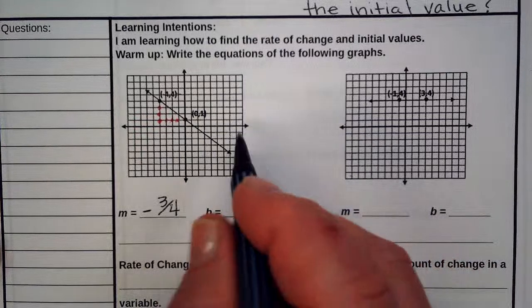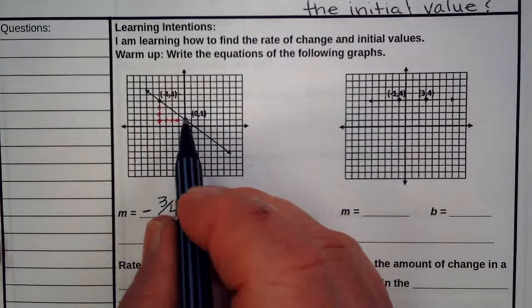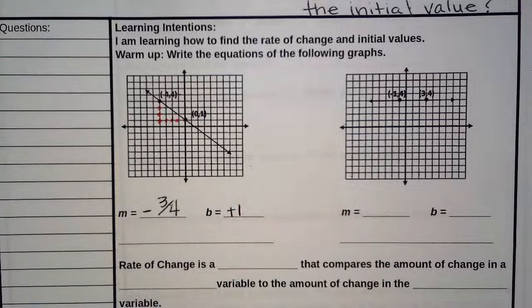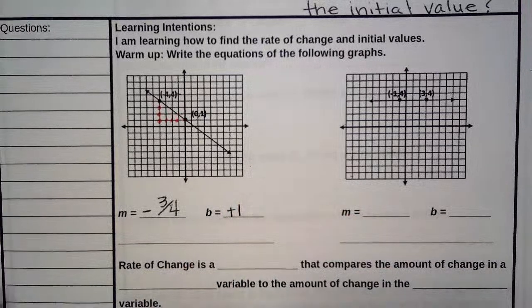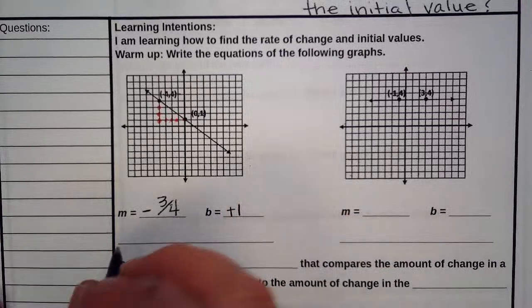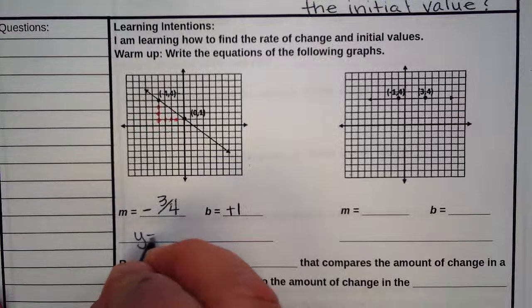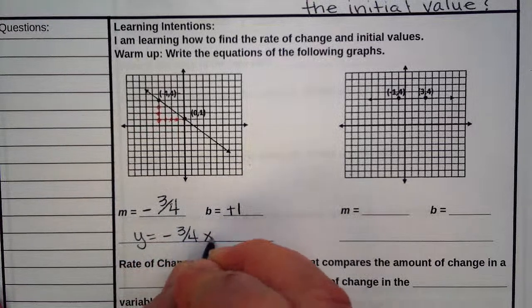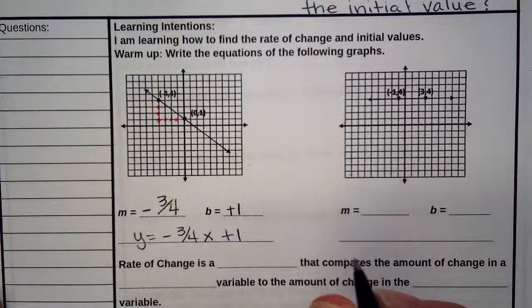Where does it go across the y-axis? At positive 1. Put it in that slope-intercept form, y equals mx plus b. Y equals negative 3/4 x plus 1.